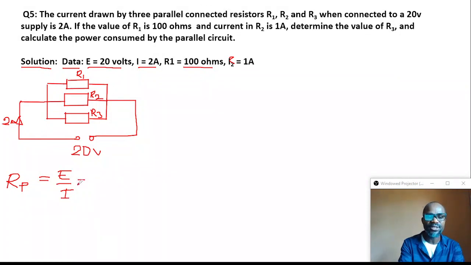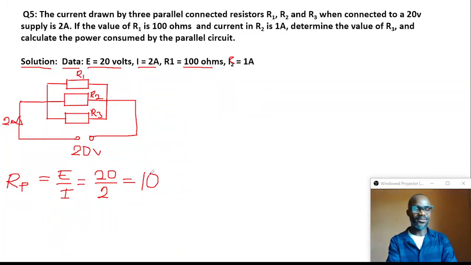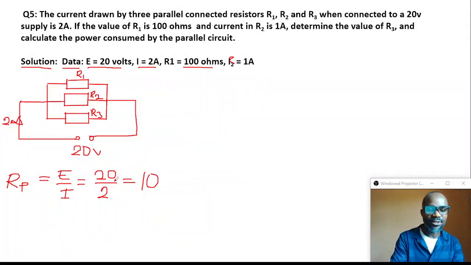So we substitute wisely. For E, the potential difference is 20 volts, so we write 20. Then the current is 2 amps, and we divide through. 20 divided by 2 is going to be 10 ohms. Sorry, I don't know why amps keeps coming into my statements. We are looking for resistance, so it's 10 ohms, because resistance is measured in ohms.